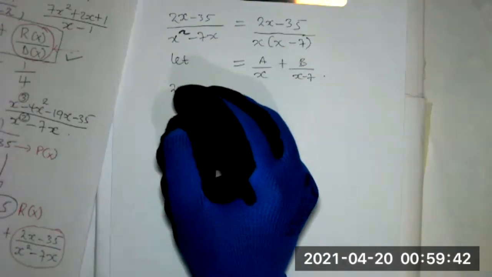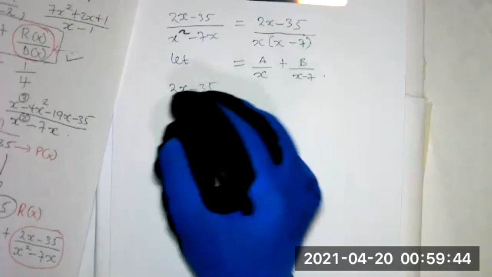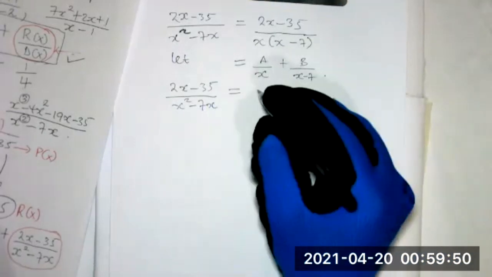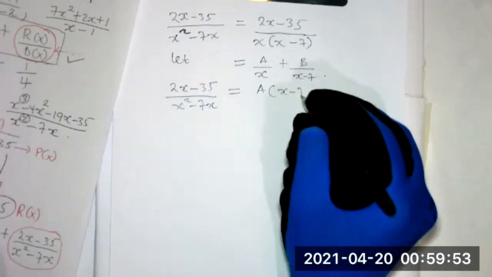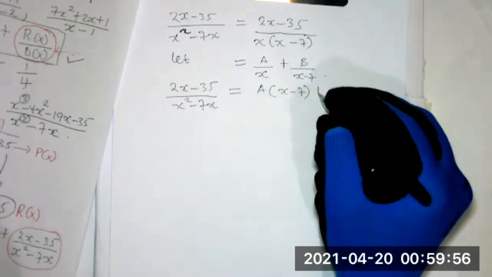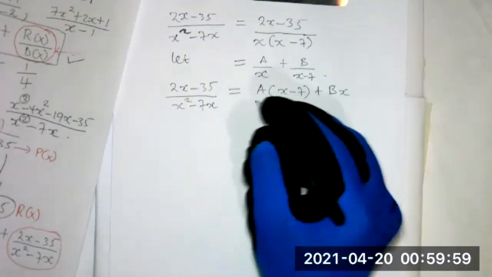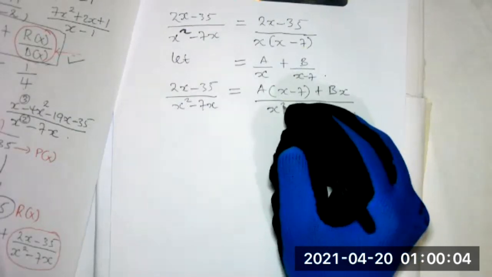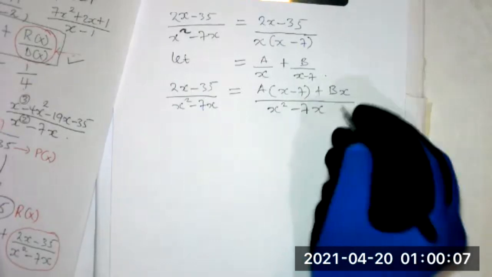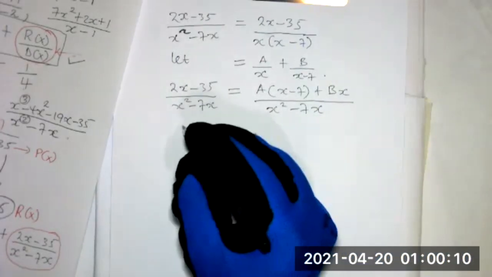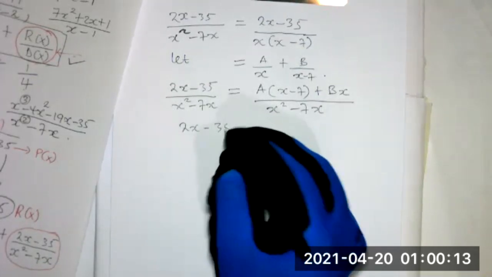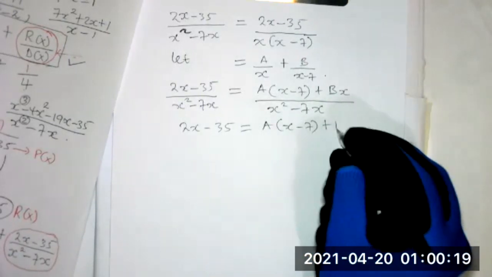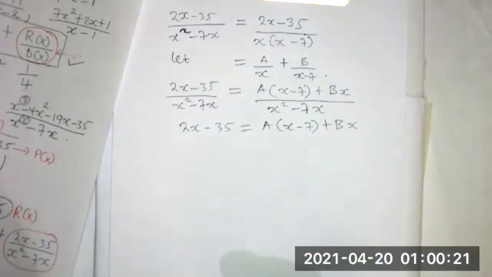Actually, we will get 2x minus 35 over x squared minus 7x is equal to a(x minus 7), that is case 1 actually, plus bx divided by x squared minus 7x. And since these are the same, it implies that 2x minus 35 is equal to a(x minus 7) plus bx. So I can let x be equal to 7.